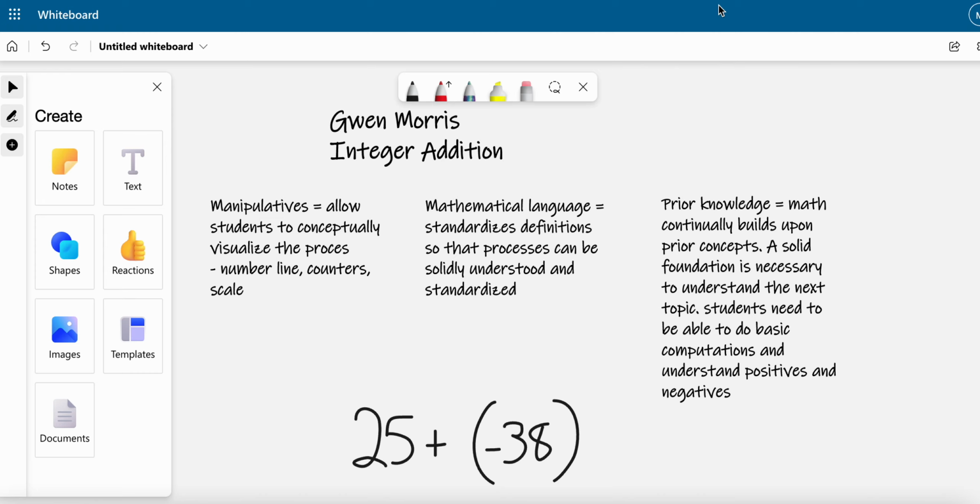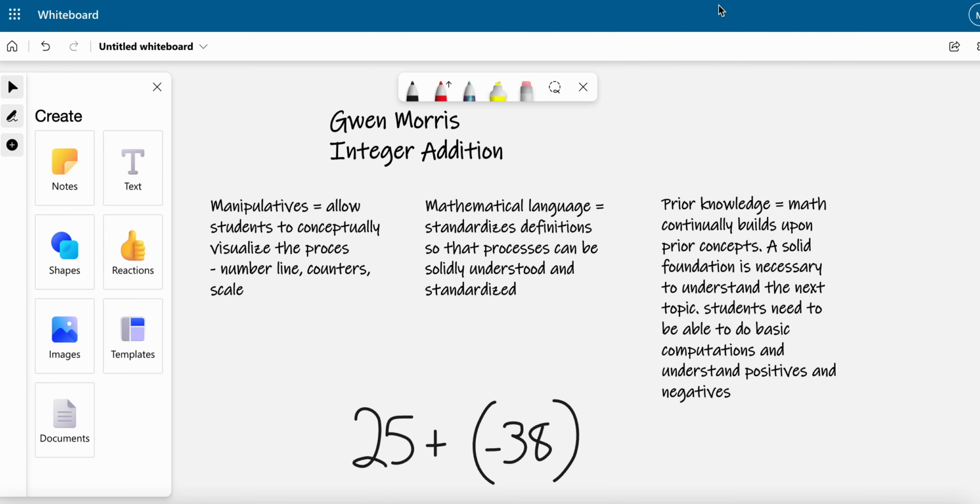So briefly, what I want to go over first is the importance of manipulatives, language, and knowledge building in integer addition skills. As far as manipulatives go, they are extremely important because they allow students to conceptually visualize the process. So number lines, counters, like a scale sort of measurement for understanding both positive and negative numbers, integers, and how they may balance each other out using inverses and the properties of zero.